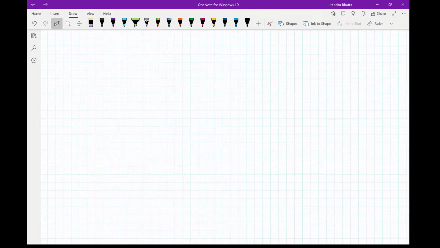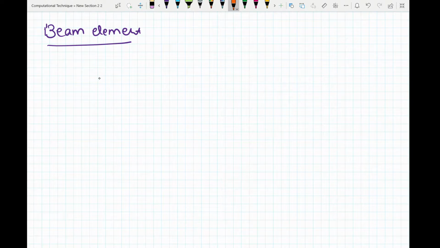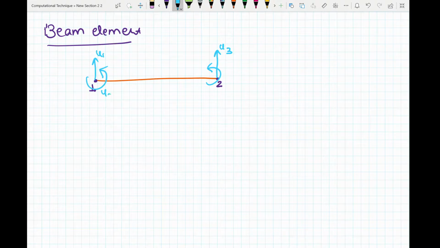Now let's look at a beam element and try to solve for the shape functions of its degrees of freedom. Let's say we have a beam here like this, and there are two nodes, one here and the second one here. As you know, beams will have 2 degrees of freedom at each node: displacements in the vertical direction and anticlockwise rotations as well.